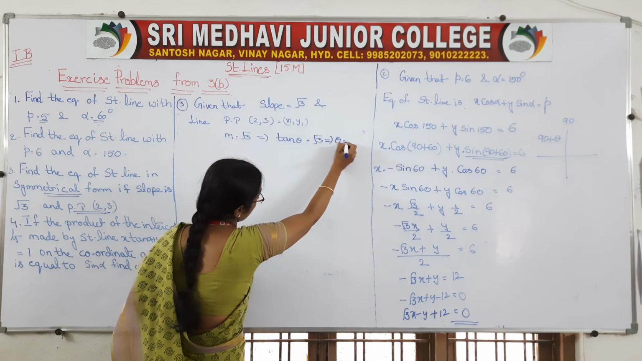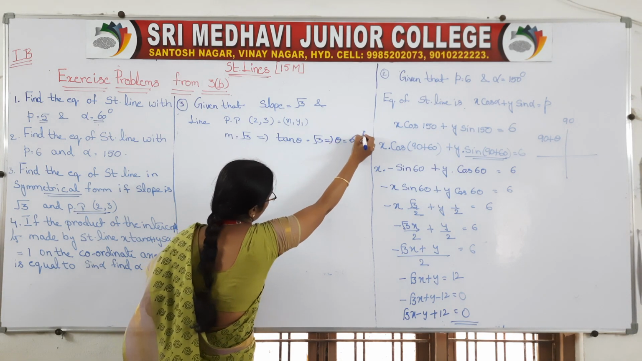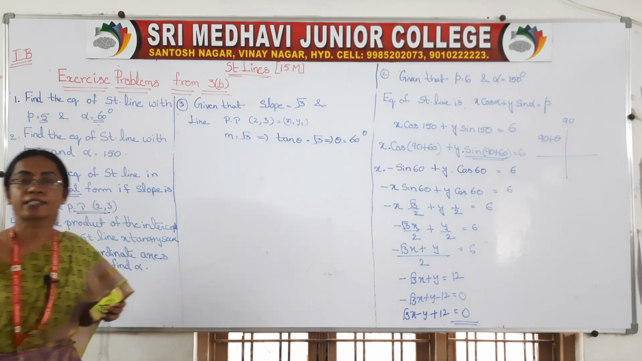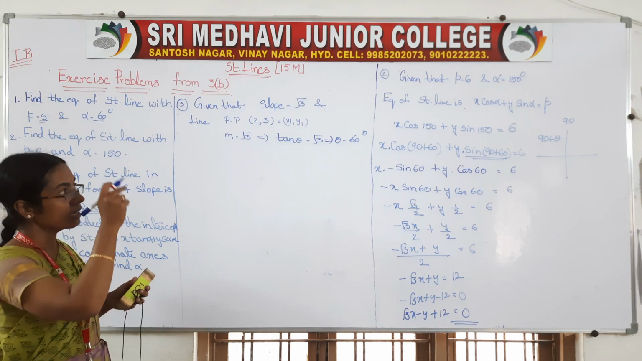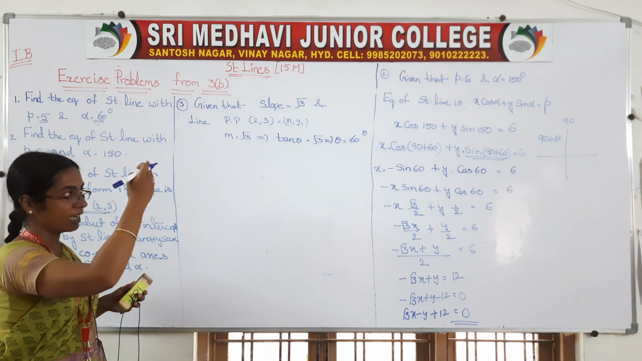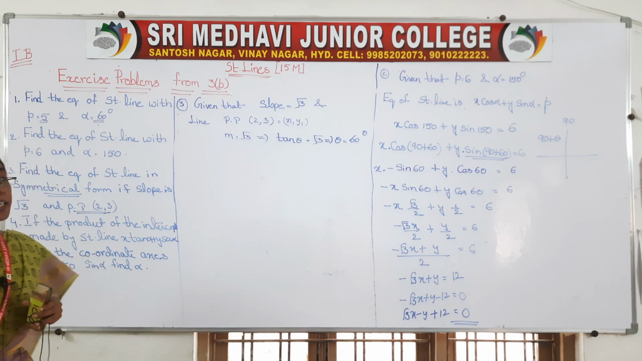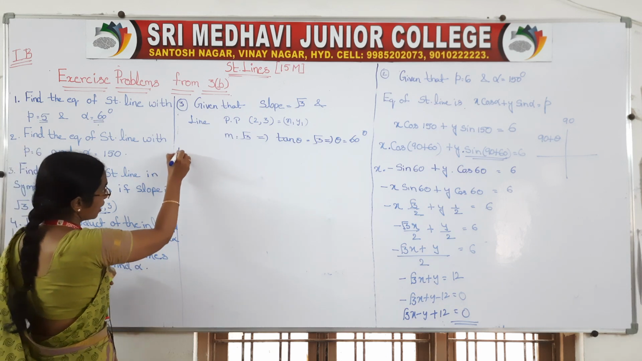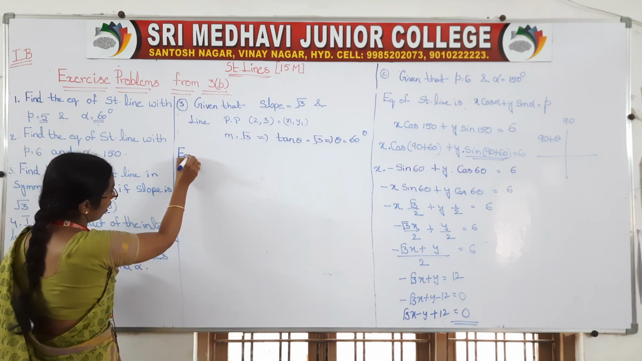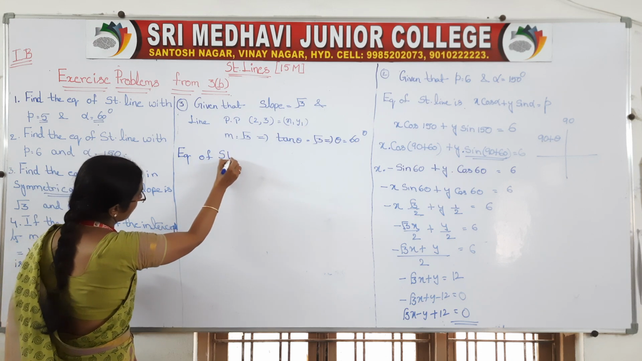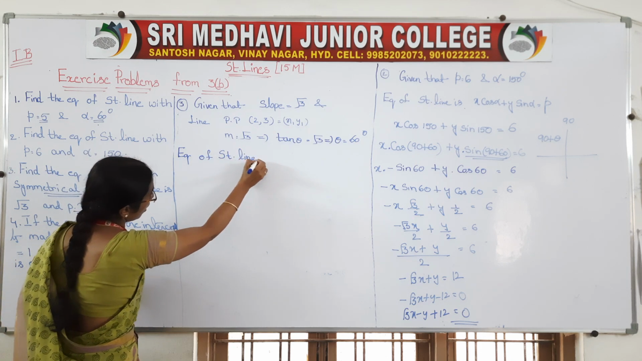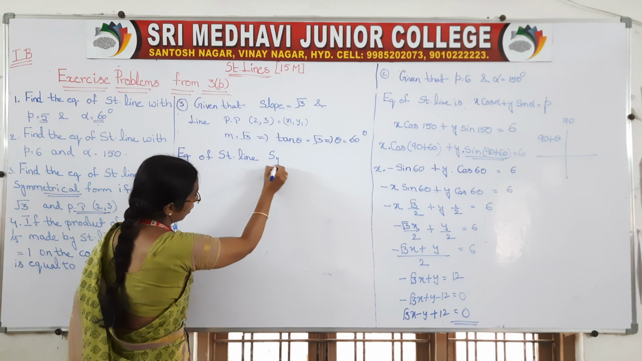So the angle made by this line with the x-axis is 60 degrees. Angle made by this particular line with the x-axis is 60 degrees. So now you write your equation of straight line in which form? Symmetrical form.